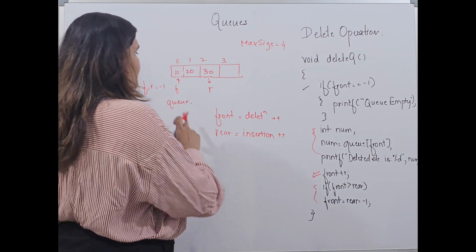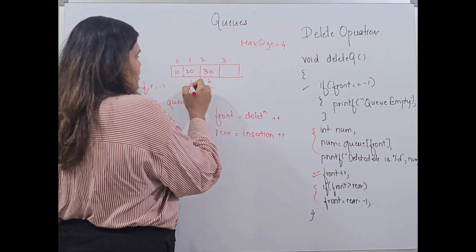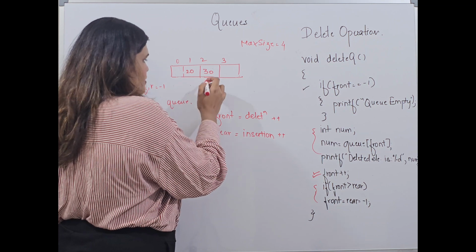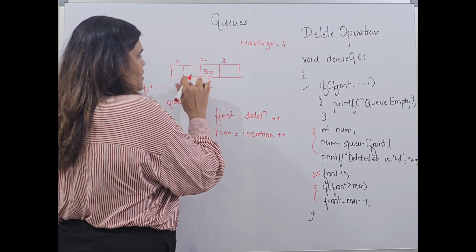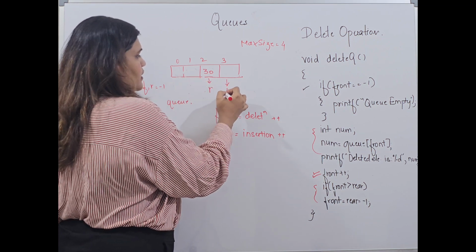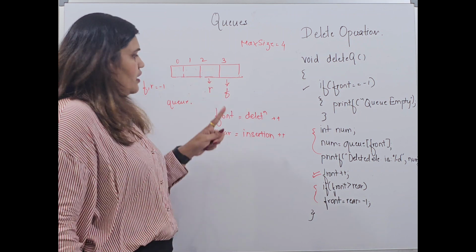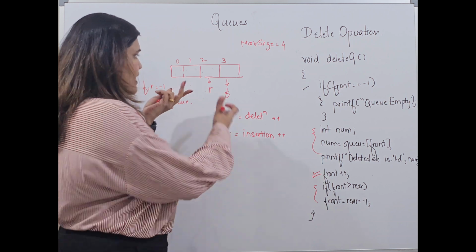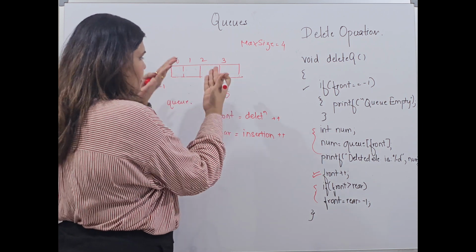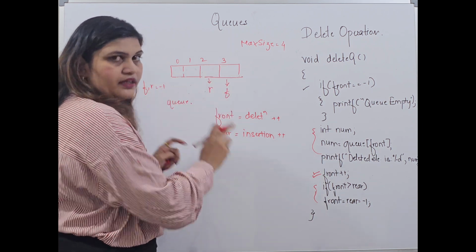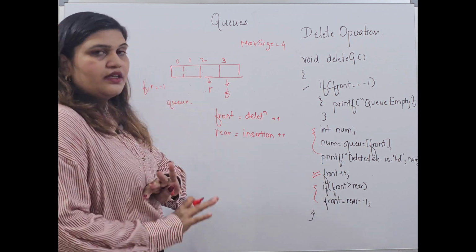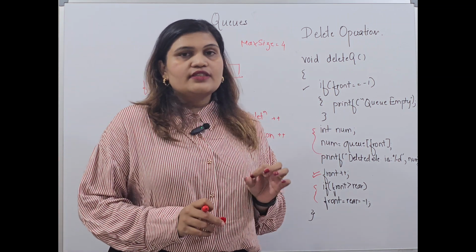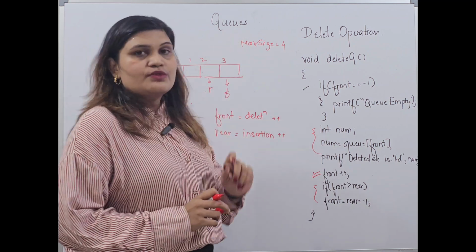So for me to delete the element, increment your front and delete the element. Increment your front, delete the element. Increment your front, delete the element. Again, check the condition. Is my front greater than rear? Yes. So my queue is empty. I'll pick both front and rear and put them back to -1. And -1 means what? Empty. So that's very simple insertion and deletion for queues.